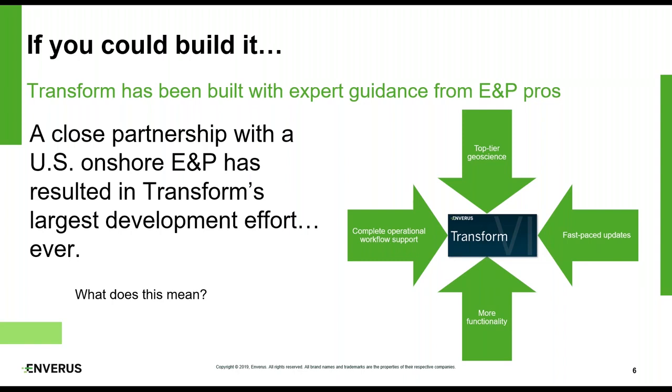That means operational workflow support, like I was saying, and complete end-to-end. Of course, more functionality, fast-paced updates as we go forward. So Transform 6 has a lot of platform improvements and so forth. It's still evolutionary from Transform 5, but as we go forward, you're going to start seeing faster-paced updates and releases on this platform. And then, of course, top-tier geoscience, continuing on with Transform's well-known focus on geoscience.